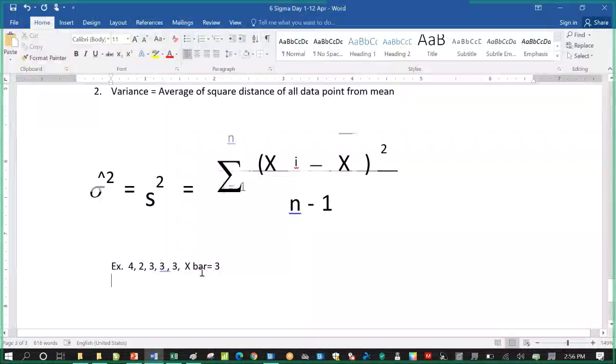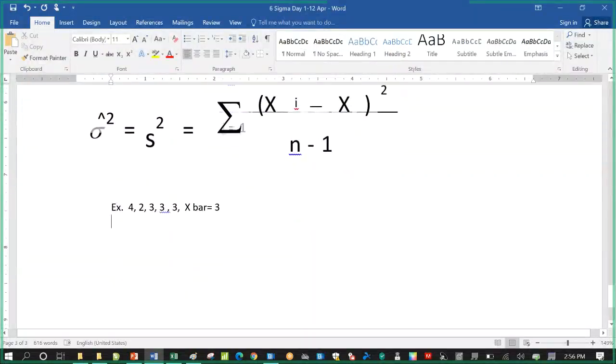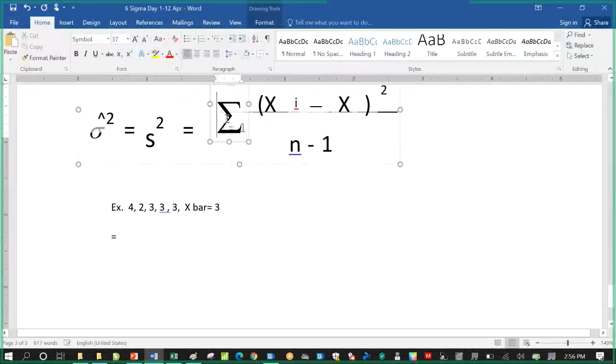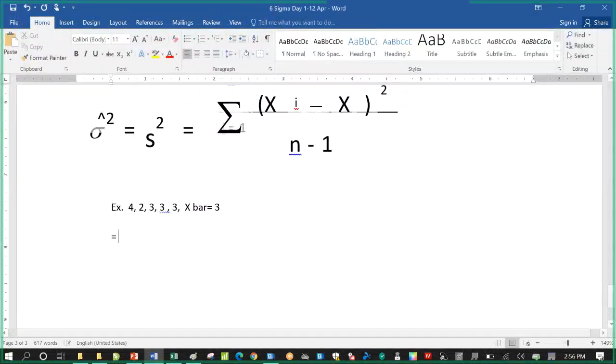Now, when you expand this formula, when you want to remove the sum, it is nothing but x bar minus x1 whole square. Similarly, again, you will have x bar minus x2 whole square.